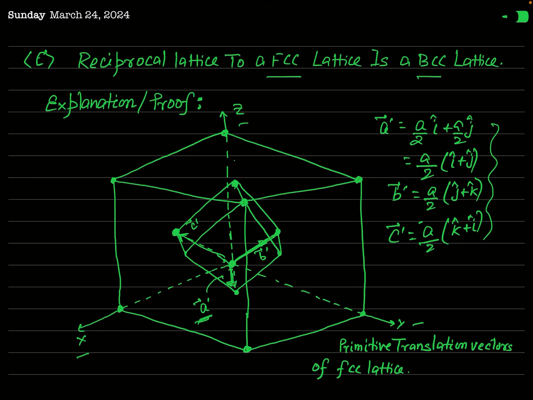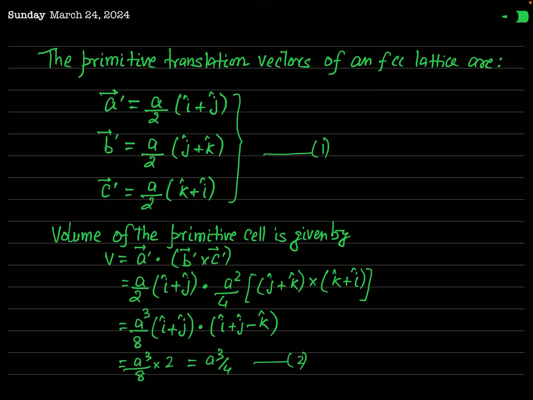Now, knowing these A prime, B prime, C prime, you can now find the volume of the unit cell of the FCC lattice. You can see I have written these primitive translation vectors for an FCC lattice here in this equation 1. And now, volume of the primitive cell will be given by A prime dot B prime cross C prime. But A prime, you can see it here, is A over 2 times I plus J, dot B prime cross C prime. See it here. The cross product of these two will be what? This will be A squared by 4 times J plus K cross K plus I. Now you can easily find what this cross product will be.